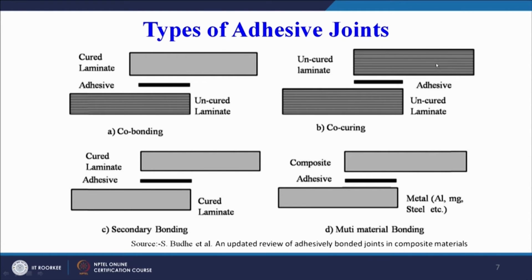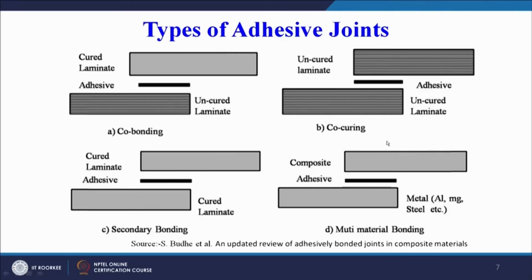Then both the laminates are uncured: the top adherent or laminate is also uncured, the bottom adherent or laminate is also uncured. In between you have the adhesive. We make this single lap joint configuration, put it in a furnace or in a heating oven, and we can go for co-curing. Co-curing means both the adherents are getting cured.